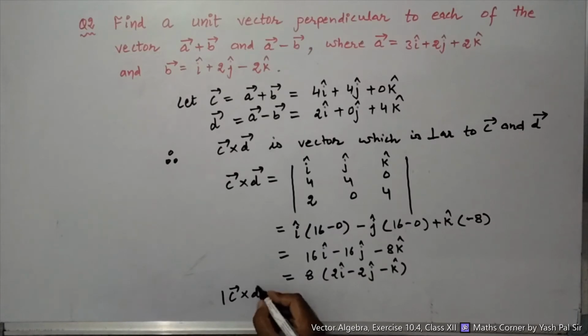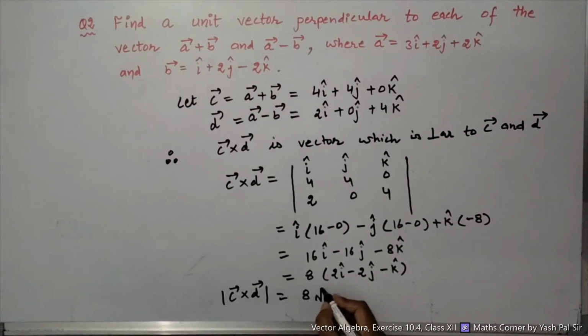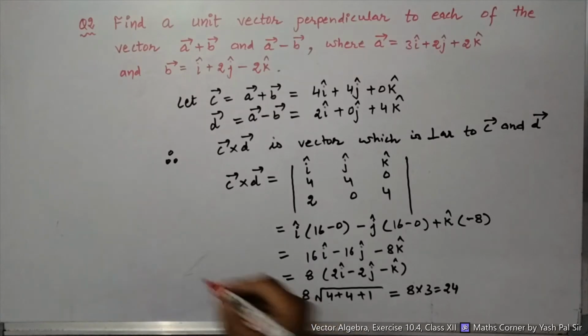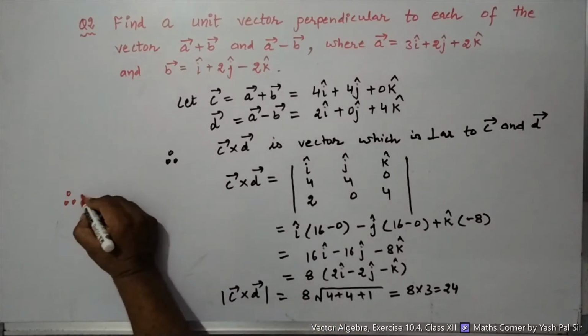So magnitude of C cross D is equal to 8 into square root of 2 twos are 4, plus 2 twos are 4, plus 1. 4 plus 4 is 8, 8 plus 1 is 9. Square root of 9 is 3. So 8 into 3 is equal to 24. Now we can easily find the required vector.